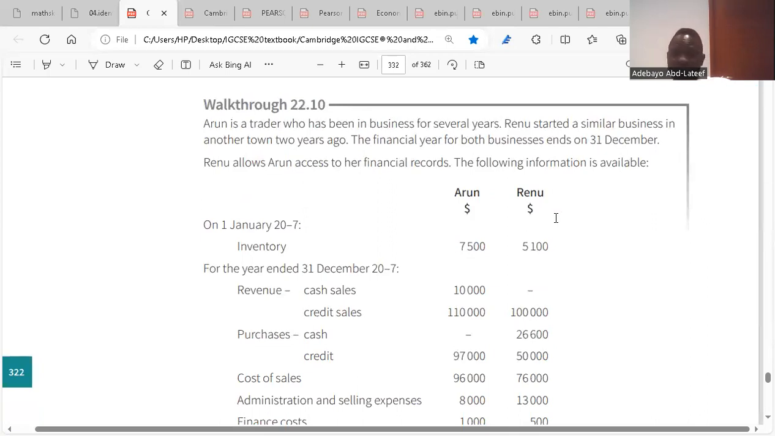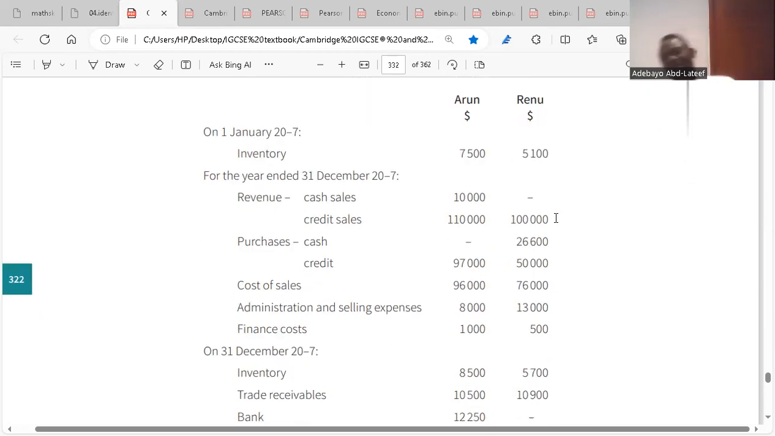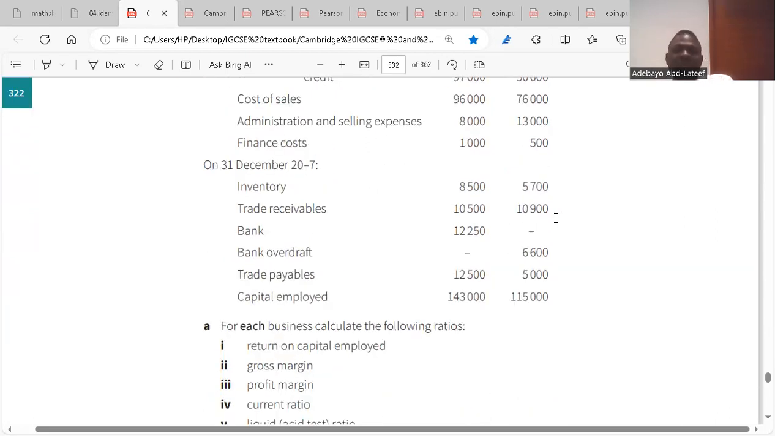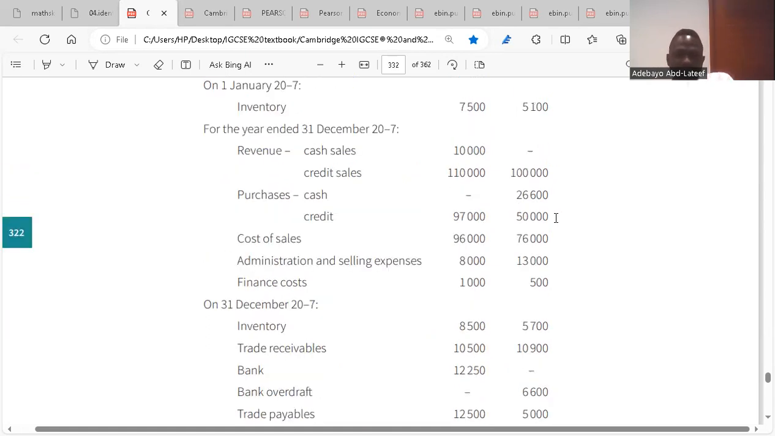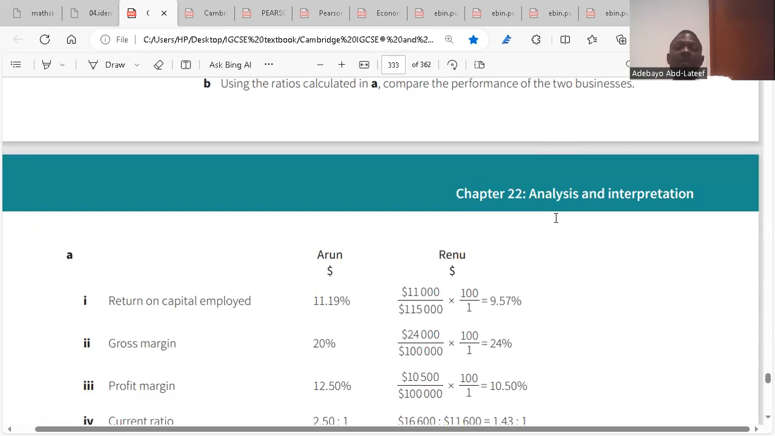Aaron is a trader who has been in business for several years. Renu started a similar business in another town 2 years ago. The financial year of both businesses ends on 31st of December. Renu allows access to her financial accounts. So these are their financial analysis. For each business, calculate the following ratios: return on capital employed. Return on capital employed is profit of the year without interest divided by capital employed. But what's the capital employed? Capital employed is capital plus non-current liabilities. So do that, and you can compare.